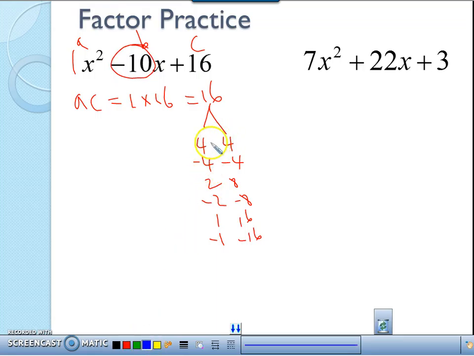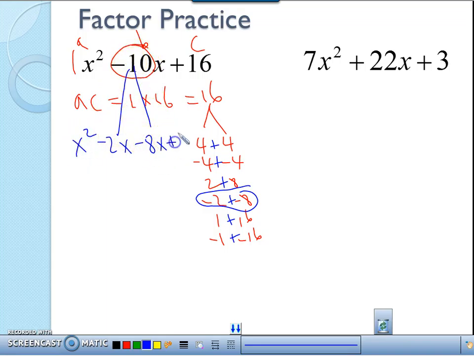Now you need to pick one pair out of all these that will give me negative 10. So you need to add them. When I add them, which one gives me negative 10? Right here. Negative 2 plus negative 8 gives you negative 10. So we're just going to expand and use these two as coefficients. So you're going to do negative 2x minus 8x. So just use them as coefficients and expand the middle. And then you just copy the rest. A and C just stay, you just copy that.